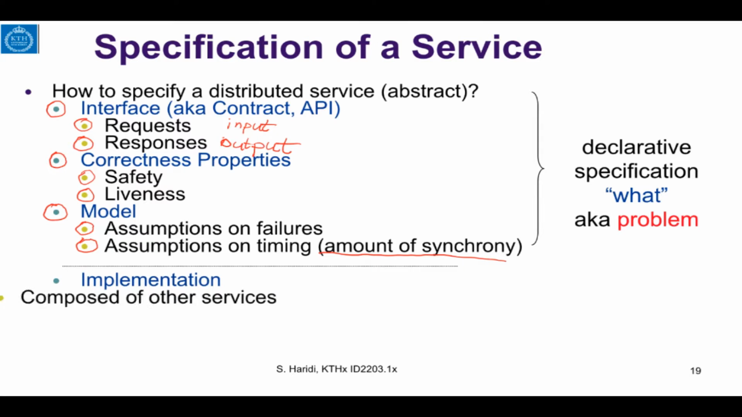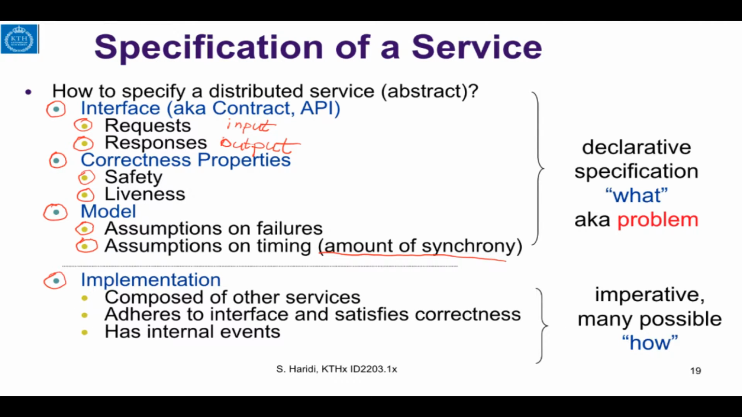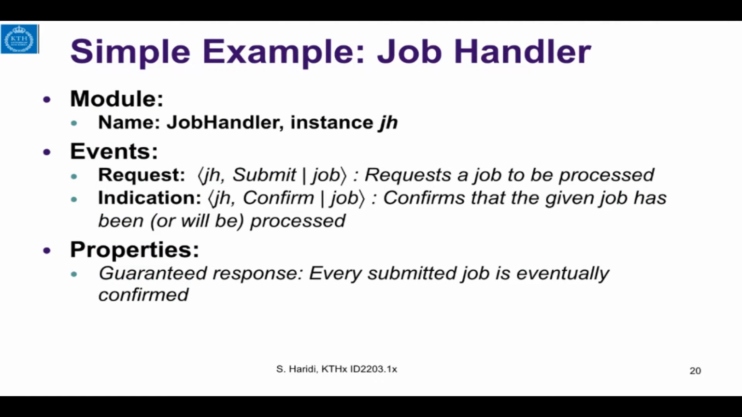Now we turn to how to implement a service. An implementation is done by saying how we do it, and that is the how part, the procedural or imperative part. How we design this service as composed of other services, how we make sure that this component adheres to the interface and satisfies the safety and liveness properties. And while doing this and specifying the component, what kind of internal events we are going to have and how they are going to be handled. As you will see, there will be possibly multiple implementations of a service that satisfy the specification.